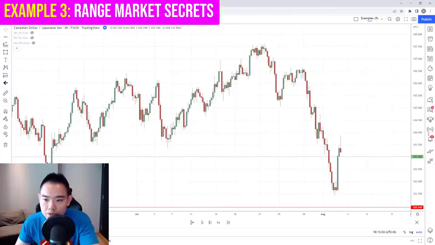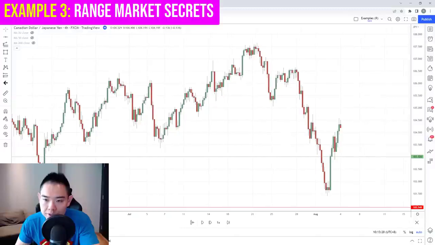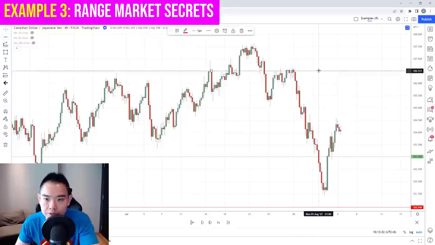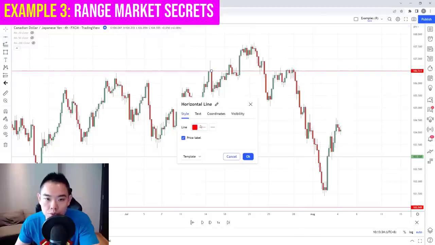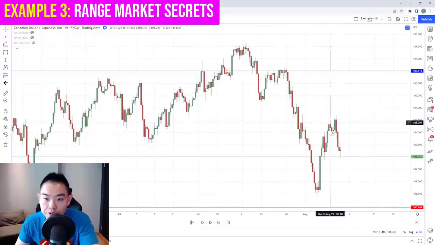As you can see, the market starts to head higher. I'll just play this a little bit faster. Let's say, for example, our first target, we put it over here. This is our first target. I'll just change this to blue. Let's see what happens. You can see that the market now starts to reverse back to our entry point.